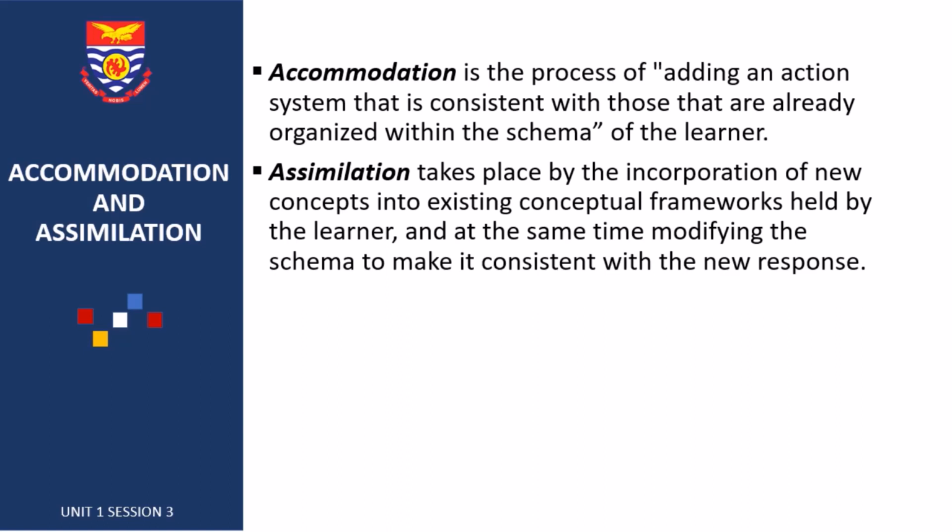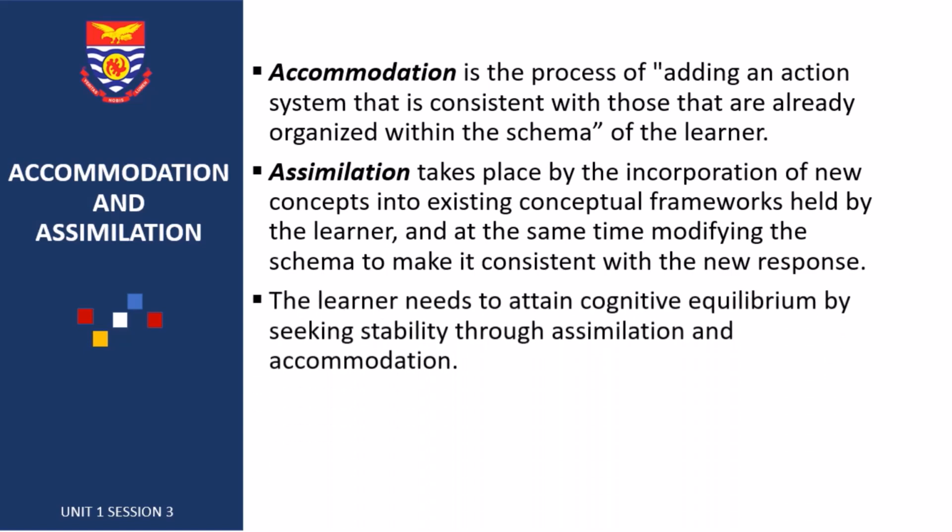So what is coming in doesn't really have a link with what is there, but you would have to adjust or modify the schema to make room for what is coming. The learner needs to attain cognitive equilibrium, in other words, equilibration, by seeking stability through assimilation and accommodation.